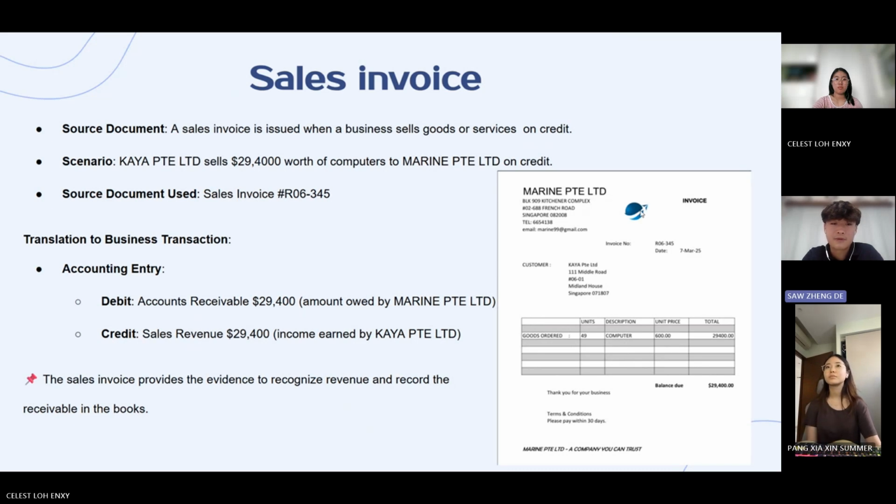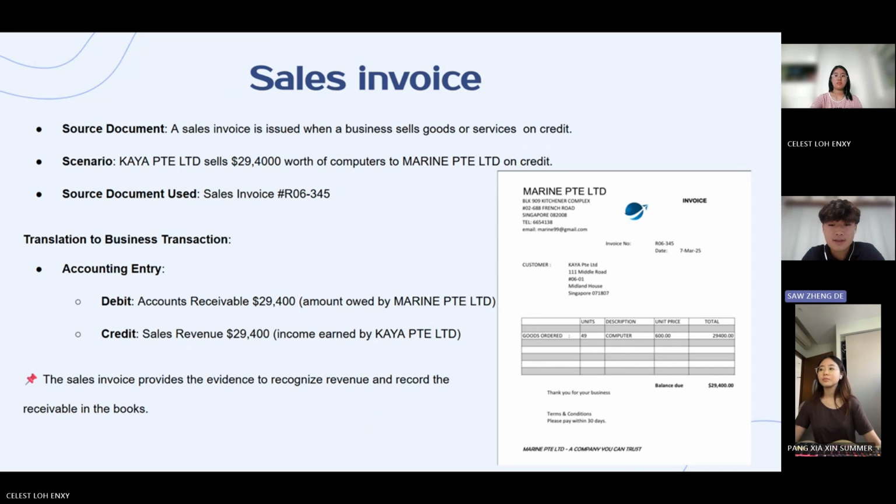So let's start off with the sales invoice first. A sales invoice is issued when a business sells goods or services on credit. It acts as a formal request for payment. In this scenario, Kaya Private Limited sells $29,400 worth of computers to Marine Private Limited on credit. The source document used is sales invoice R06345, which provides the evidence for recognizing the revenue.